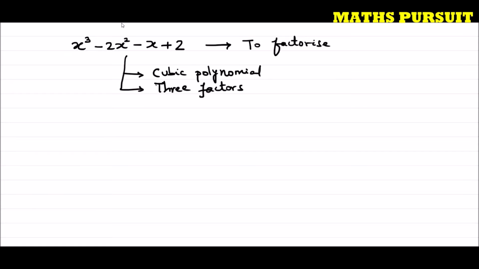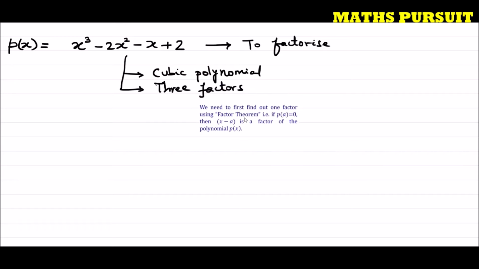So, let me assign p(x) is equal to x to the power 3 minus 2x to the power 2 minus x plus 2. So p(x) is our given polynomial. Now, after assigning p(x) as our given polynomial, what we need to do? We need to factorize. We need to first of all find out one factor using the factor theorem. So let's see how we can find out one factor using the factor theorem.